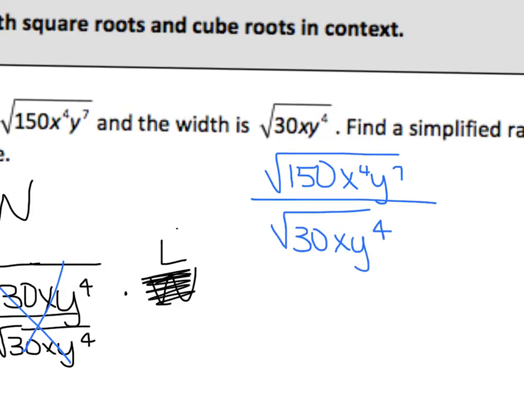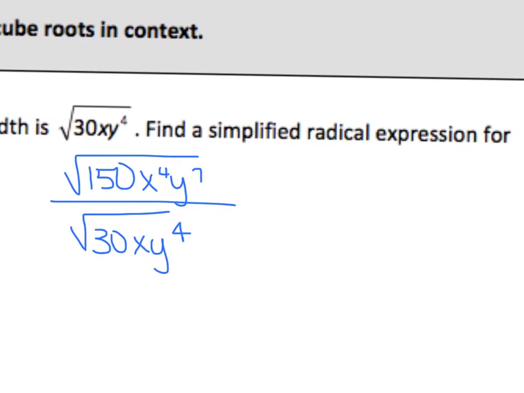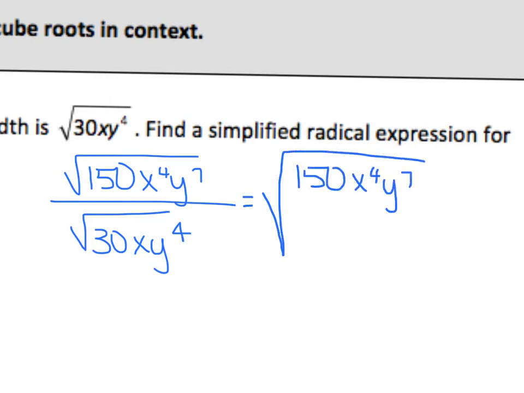So like I said in level 2s, you always want to see if you can simplify this as a whole first. So I can rewrite this with a big square root 150 x to the 4th y to the 7th over 30 x y to the 4th. Okay, so now I'm going to see if I can simplify 150 divided by 30. And that's going to be 5.